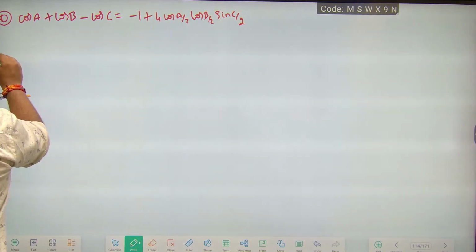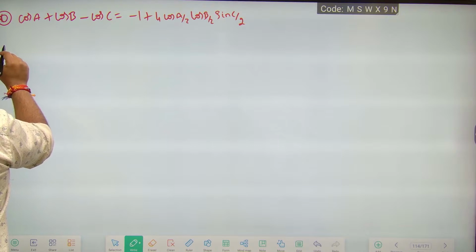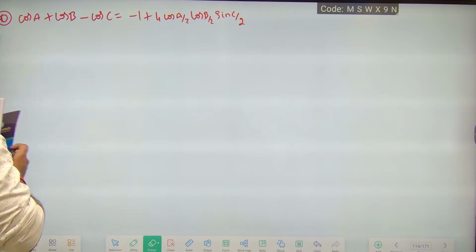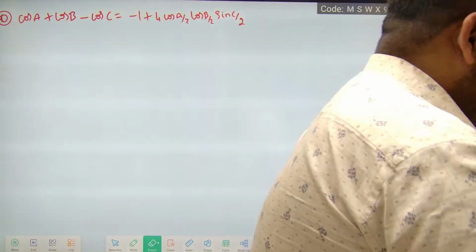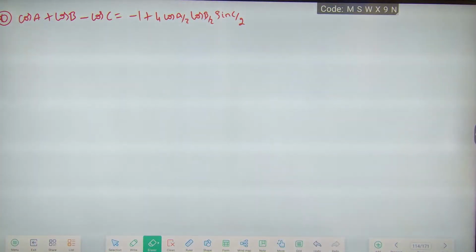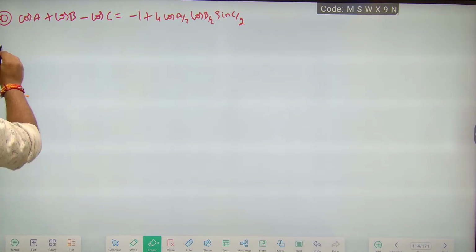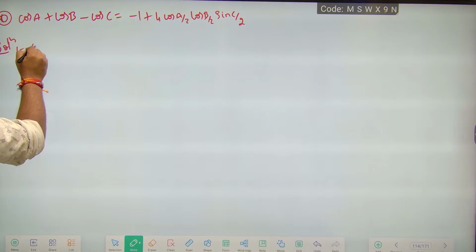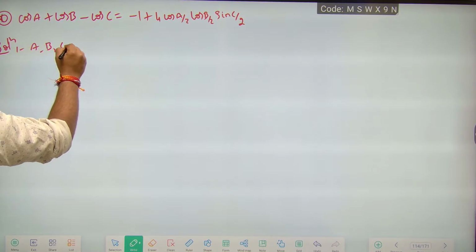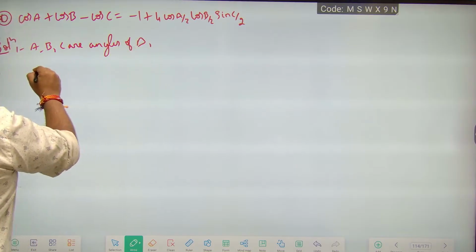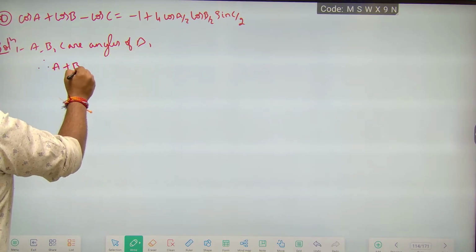So now let us take the LHS. Our solution: it is given that A, B, C are angles of a triangle. Therefore we have A plus B plus C equal to pi.